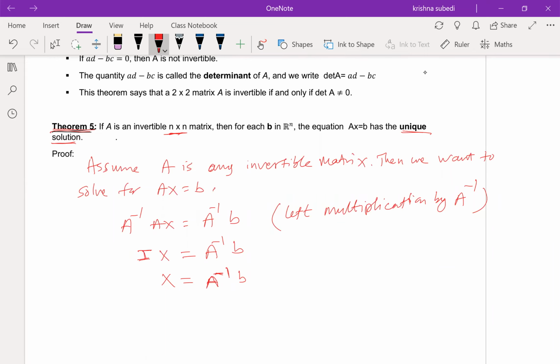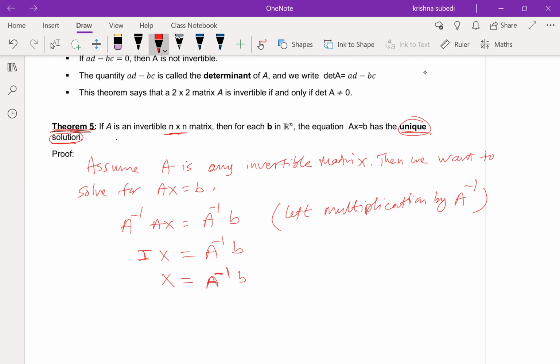Okay, we solve this for X. Now, the question is, it has a unique solution. So we need to prove that this is unique. There is no other solution that exists. This is the only solution for that system. That's what we want to prove. Okay, how to prove that?